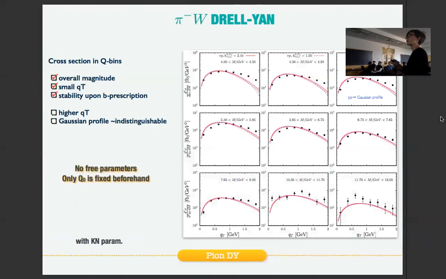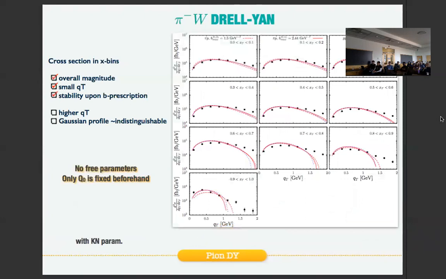So we take the PDFs, and of course we also take into account the ISSB. The good thing is that with no free parameter except the Q that was fixed beforehand, we get the order of magnitude, which is not bad, I must say. So we get that.